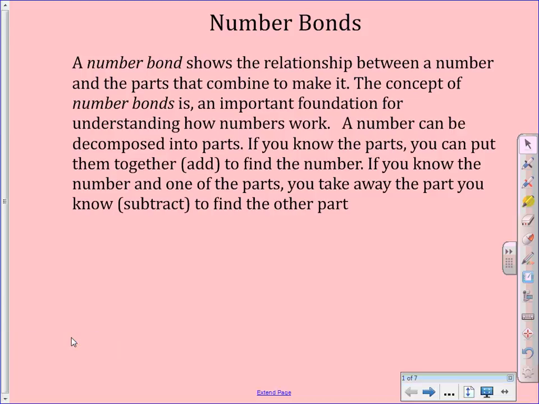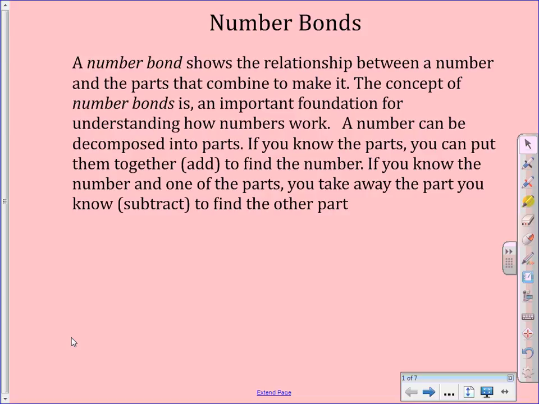Today we will be talking about number bonds. A number bond shows the relationship between a number and the parts that combine to make it. The concept of number bonds is an important foundation for understanding how numbers work. A number can be decomposed into parts.